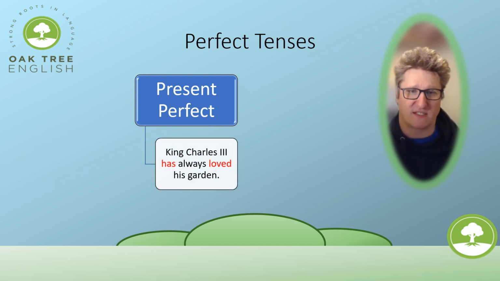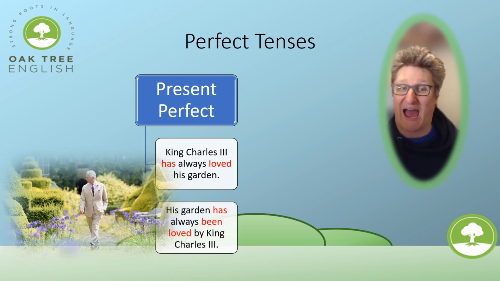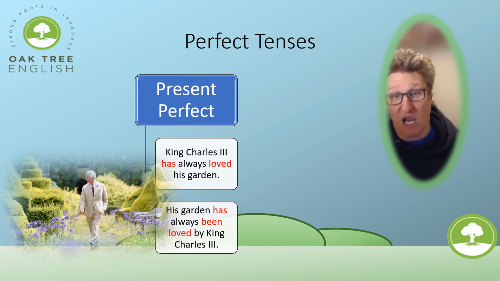So present perfect. King Charles III has always loved his garden. There he is in his garden at Highgrove in Gloucestershire, and he has always loved his garden. It's been a major thing in his life. Let's put that in the passive voice. His garden has always been loved by King Charles III.